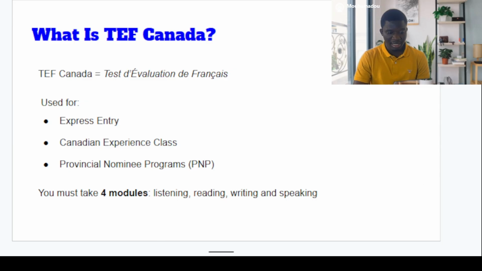The TEF Canada basically, test d'évaluation de français. It's used for different types of immigration that you have in Canada. So Express Entry, Canadian Experience Class, and also the Provincial Nominee Program. So they use this test specifically for provinces like the French speaking parts of Canada.